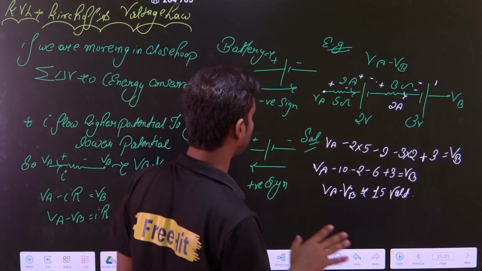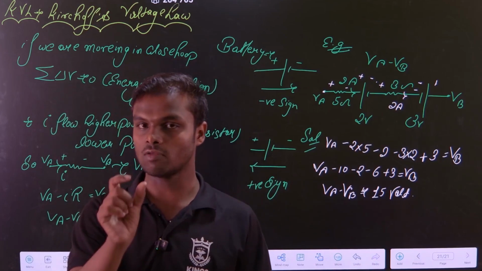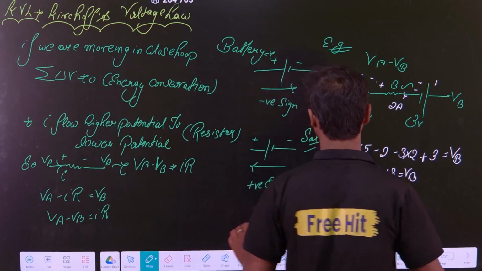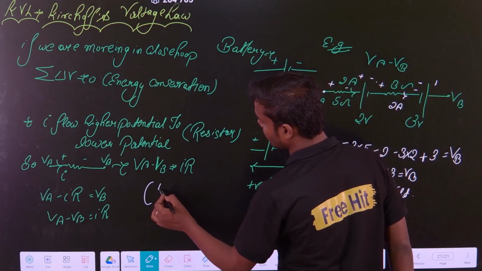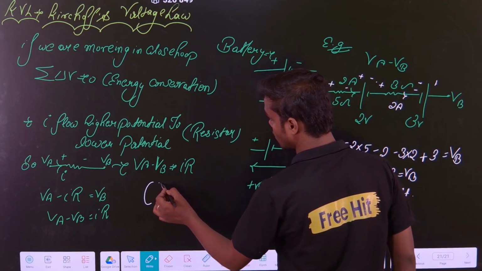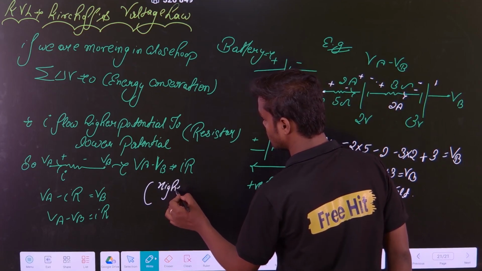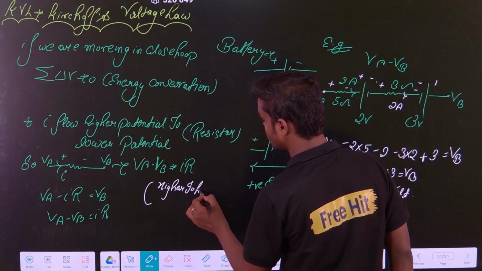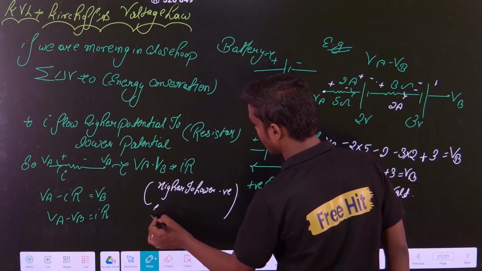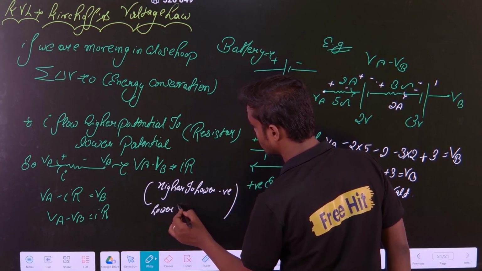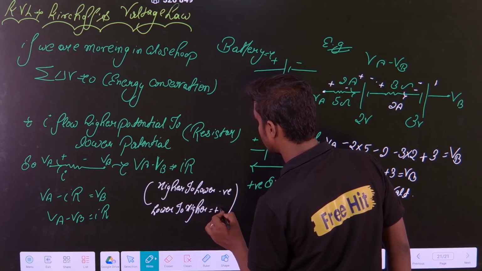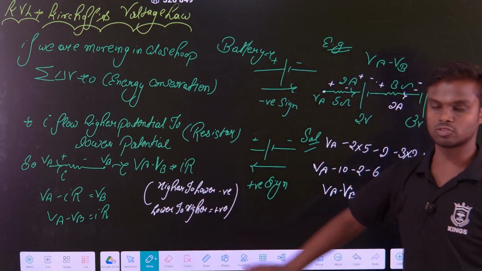When we are going from higher to lower, always take plus sign. When you are going from lower to higher, always take minus sign. That is a simple concept you have to remember. What is overall you have to remember? Whenever you are going from higher to lower, take minus sign, and if you are going lower to higher, then take plus sign. Simple thing, simple approach, very simple.